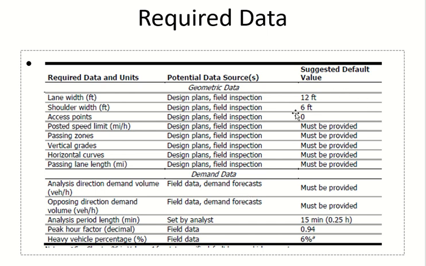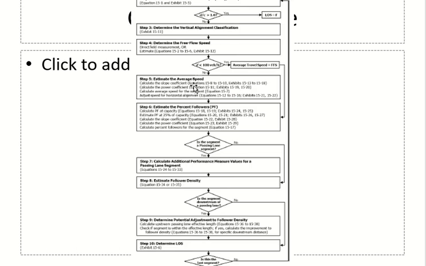Okay, and in some cases they have given the standard value as well. But there are some values which can only come from the field, like peak hour factor and percentage heavy vehicles. There is no calculation for that. This is the entire procedure of the Highway Capacity Manual. I already mentioned it has 11 steps, and you can see there are iterations here. This is how long it can be.